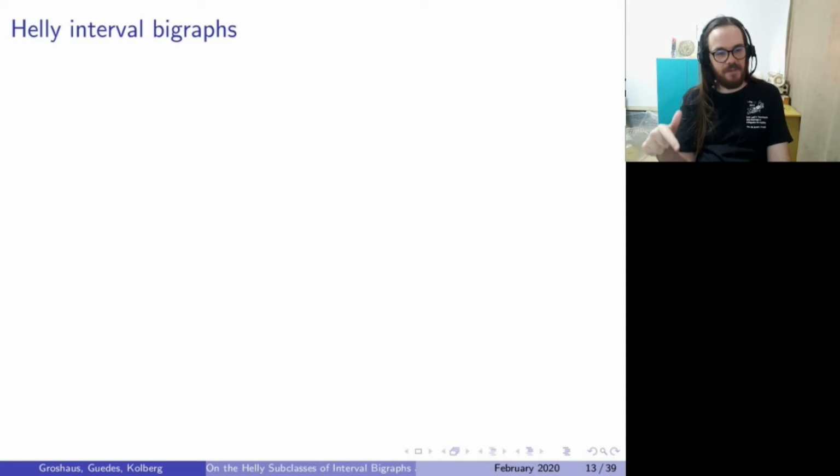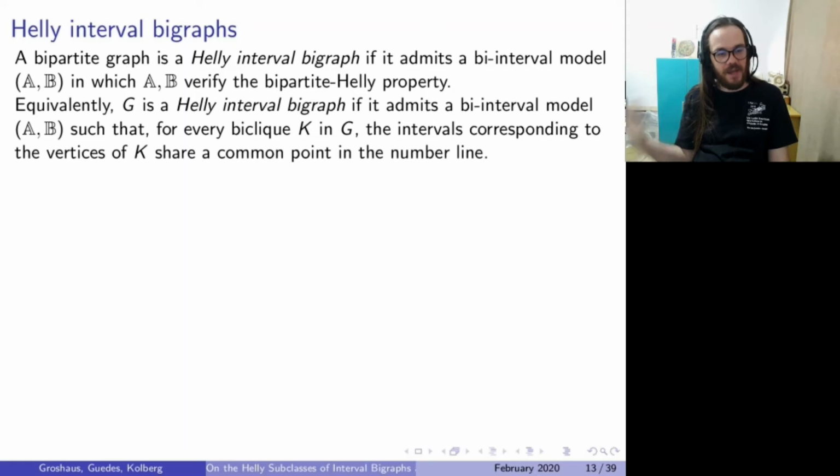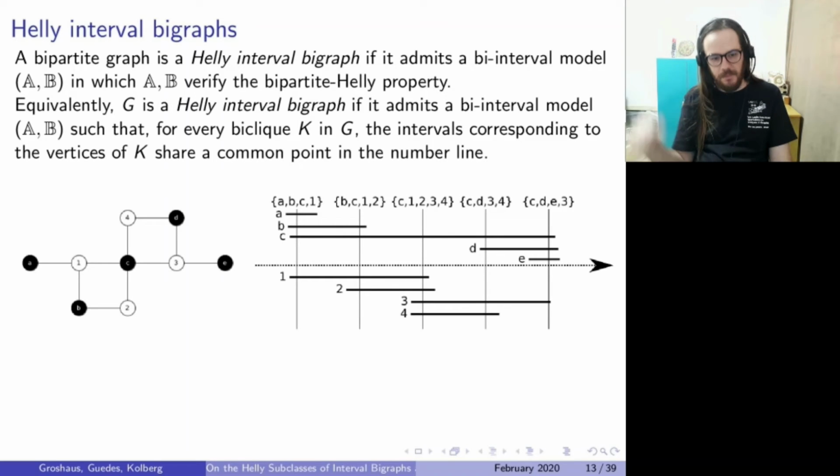Using the bipartite-Helly property, we introduce Helly interval bigraphs. A bipartite graph is a Helly interval bigraph if it admits a bi-interval model A, B, such that A, B are a bipartite-Helly pair. Equivalently, G is a Helly interval bigraph if it admits a bi-interval model such that, for every biclique in G, the intervals corresponding to vertices of the biclique share a common point on the number line. So let's illustrate that with an example. As you can see here, a graph with its bi-interval model, such that for every biclique there is a point on the number line that all intervals corresponding to the biclique cross.